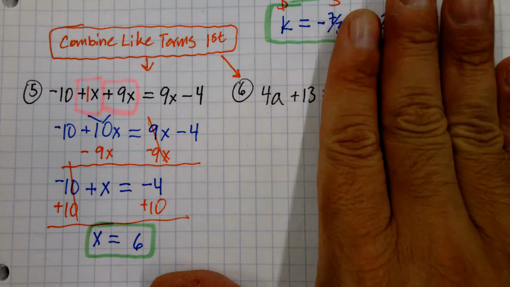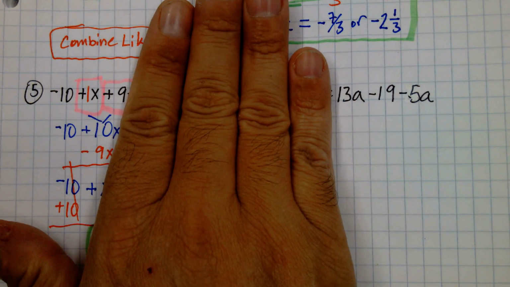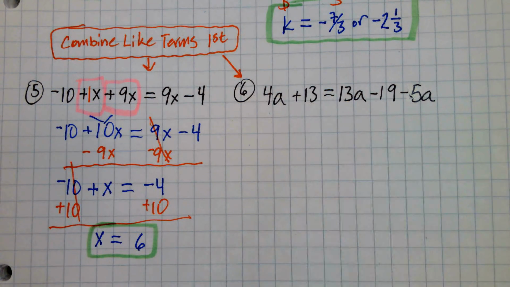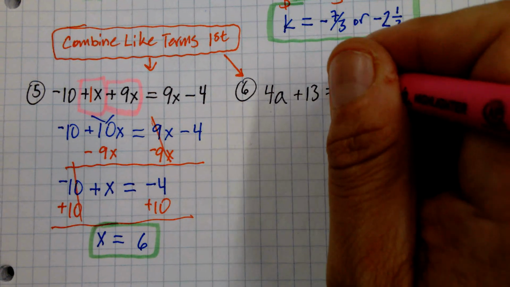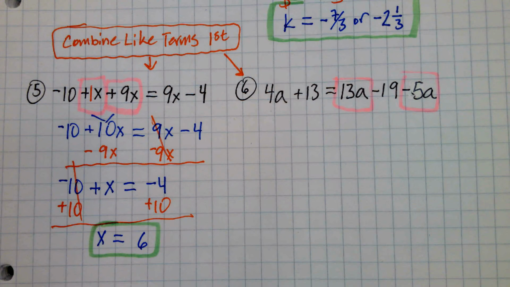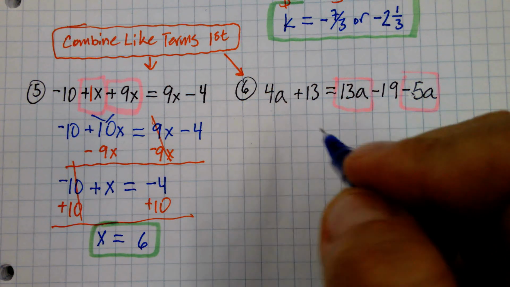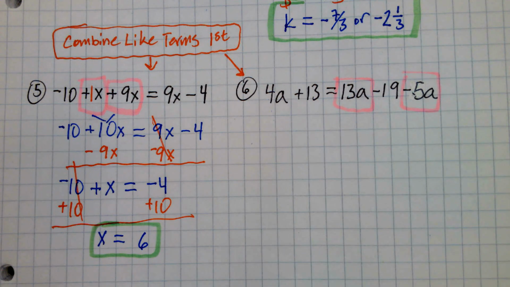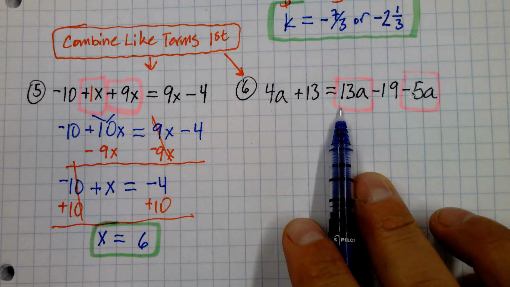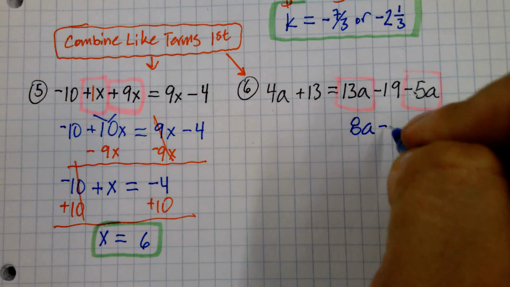So always look at the left side, see if there's anything you can combine. Doesn't look like it. How about on the right side? Yeah, we got 13a and minus 5a. Those go together. 13a and minus 5a combined. What do they give me? It's 13 take away 5. Think of it that way. Yeah. Will it be positive or negative? Positive, right? Bigger number is positive. So we get 8a minus 19.